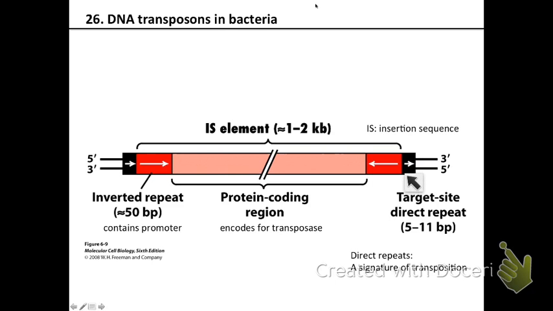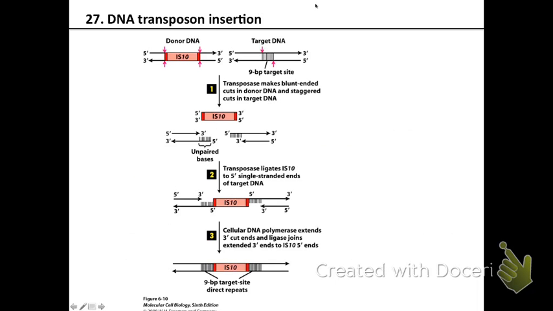So direct repeat is basically a 5 to 11 base pair sequence that is exactly the same at the end of the transposon and at the beginning of the transposon. And this is basically a signature of the transposition reaction because of how it happens. And this is how it happens for the DNA transposon.